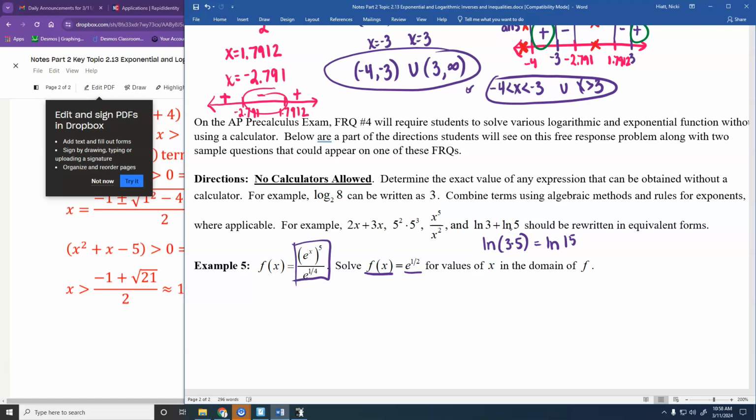So we are going to have to take e to the x to the 5th power over e to the 1/4 equals e to the 1/2. Okay, what would you guys do first on this one?